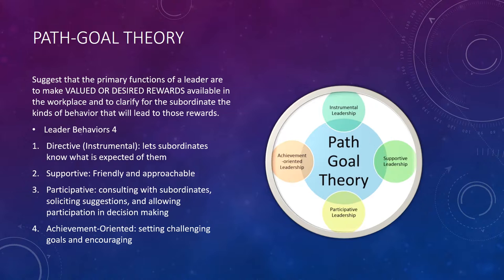Directive or instrumental lets subordinates know what is expected of them. Supportive is very friendly and approachable. Participative means consulting with the subordinates, soliciting suggestions, and allowing participation in decision making. And achievement oriented means setting challenging goals and encouraging subordinates.